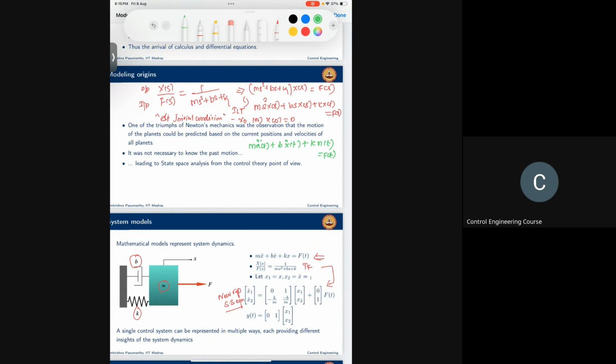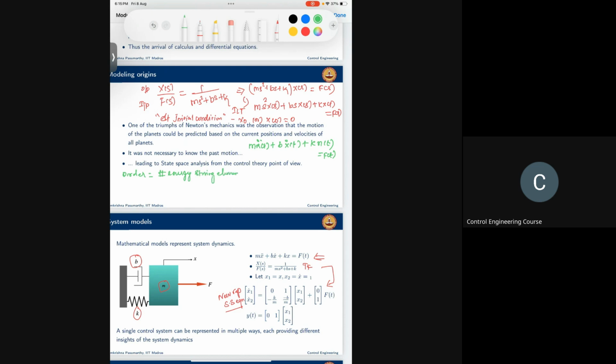Now, I want to represent this in terms of a matrix or differential equations. How can I write it? First, we have a second order system, because it has x double dot. X double dot represents two energy storing elements. It comes to s square when you take a Laplace transform. It's a second order system. We already know that the order is equal to the number of energy storing elements in the system.